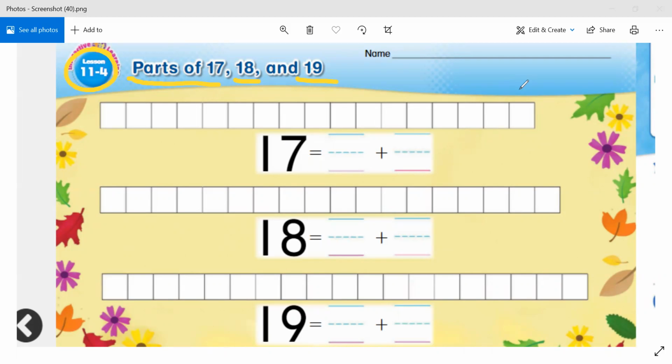Let's look at our work mat here. How many squares are there in the first row on your work mat? So we're looking at this first row of squares. There are 17 squares there. So how can we split 17 into 10 ones and some more ones?